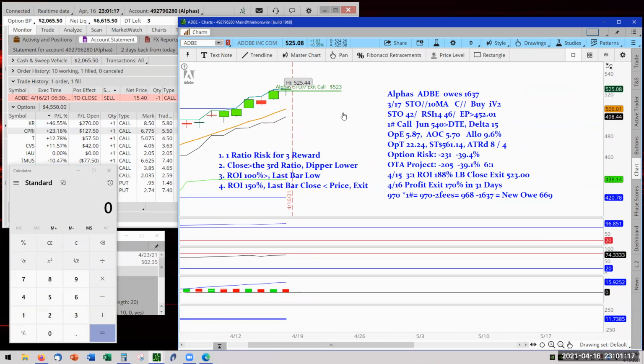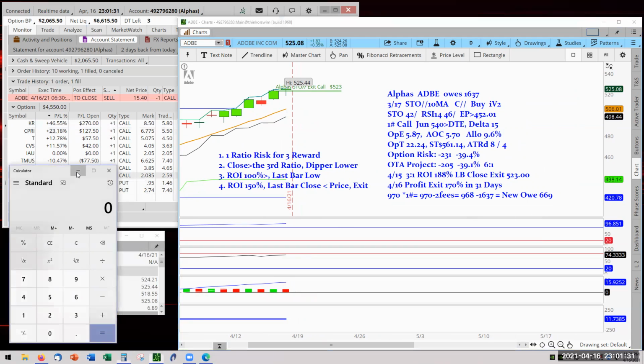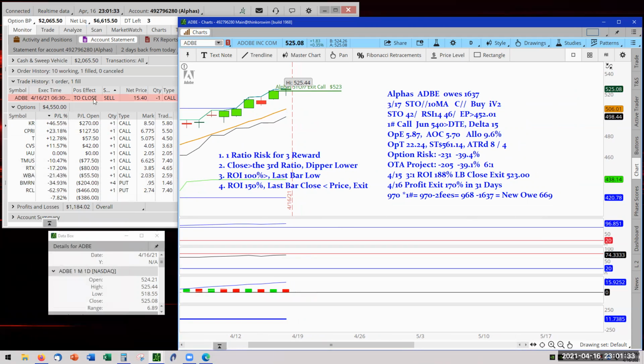Okay, we took 970 off the table on one contract. If that had been a 2 or 3 or 4 contract play, it would have been that multiplier. All right, that said, we now have a new ODE of 669. And that was the exit. The exit is the high. That's what we would call the exit high.